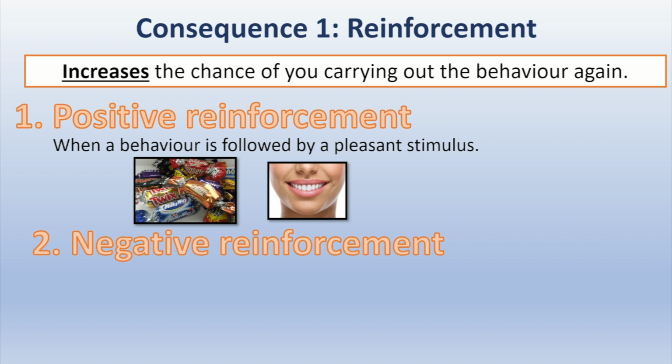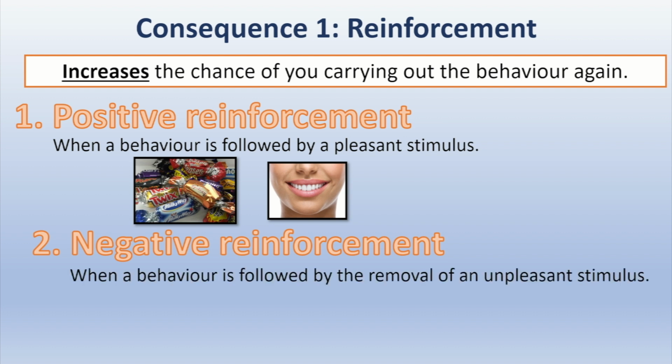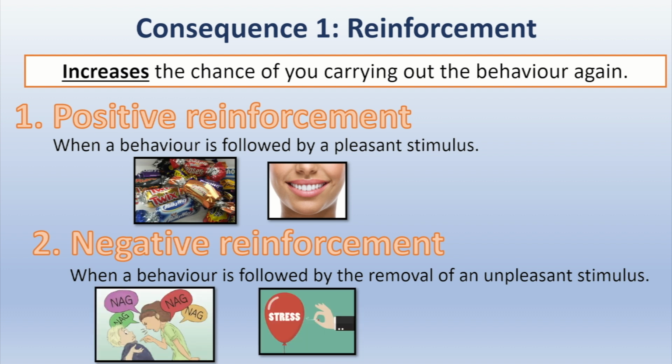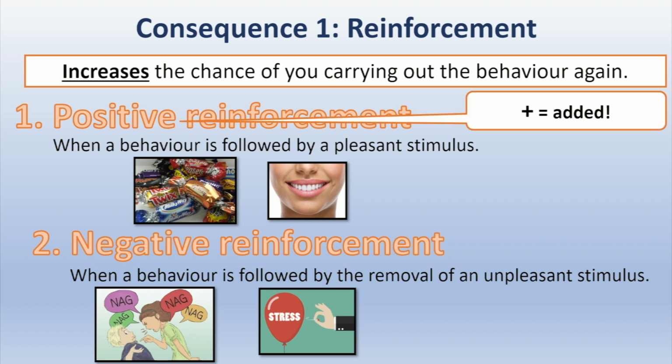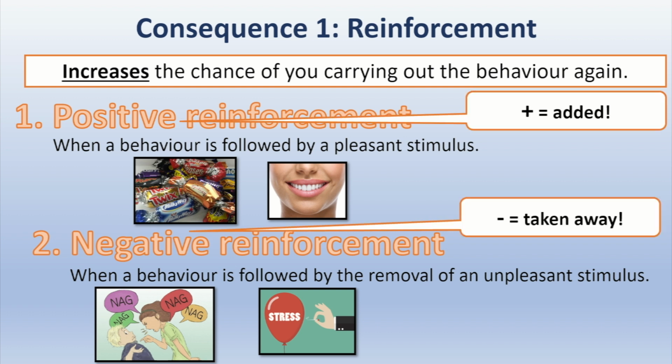And then you've got negative reinforcement, where a behaviour is followed by the removal of an unpleasant stimulus. Okay, so you do something to stop being nagged or to avoid stress. So if your parents are always nagging at you to do something, you would make sure you do it to avoid the stress. So positive reinforcement, something is added. Negative reinforcement, something is taken away.